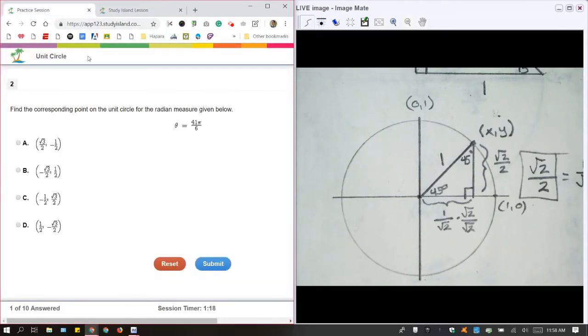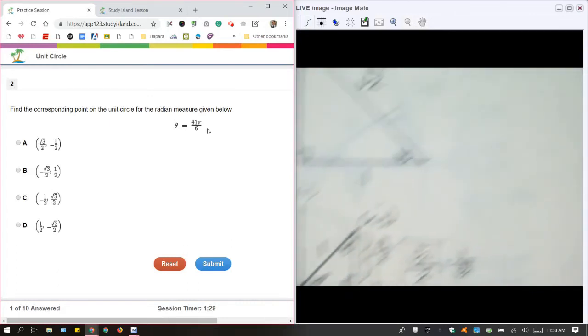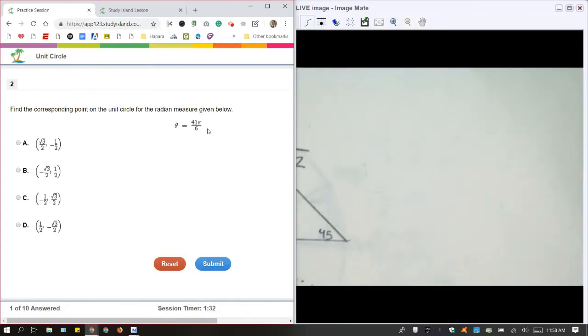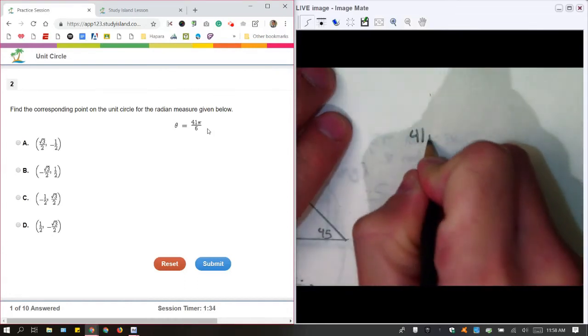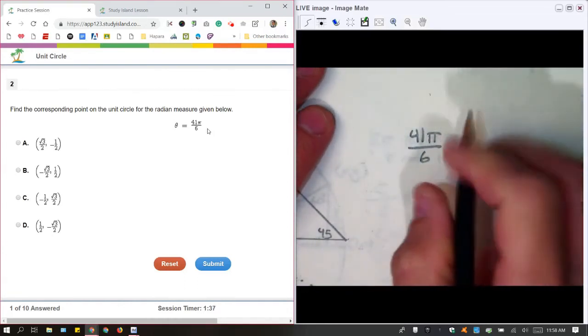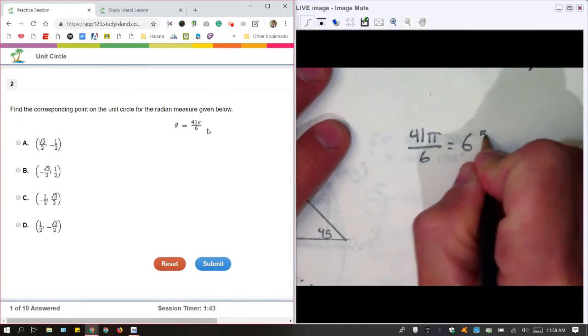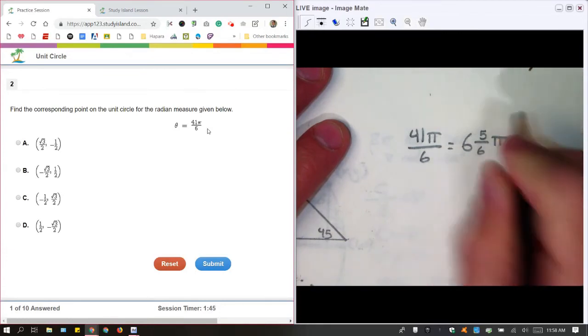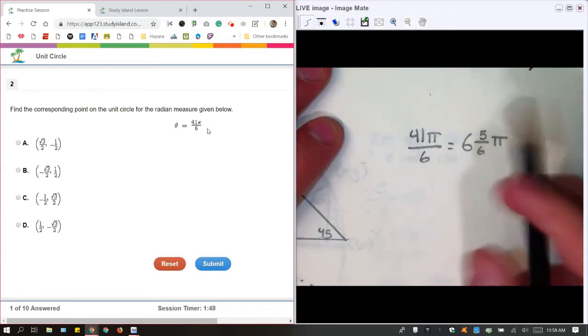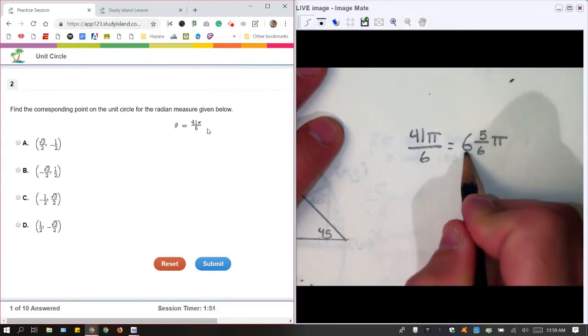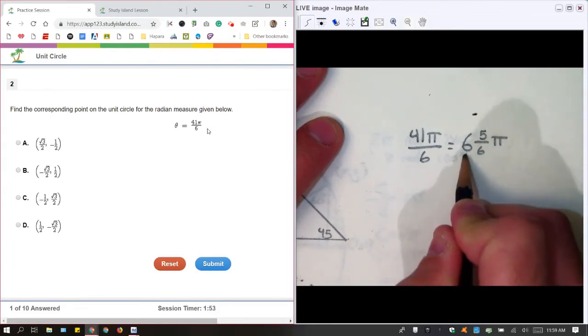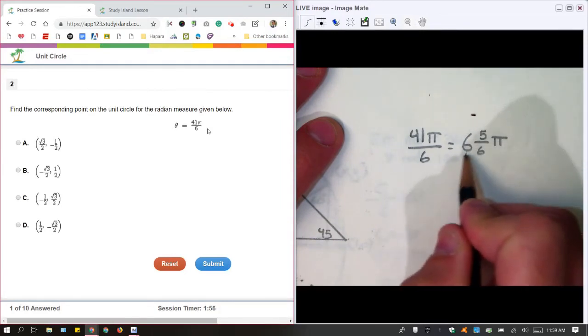So what we're going to do with this one for 41 pi over 6, let's figure out exactly how many times we go around that circle. Let's figure out how many sets of 2 pi we have. Let's figure out what 41 divided by 6 is. 6 goes into 41 6 times with 5 left over. So that's 6 5/6 pi. That means I'm going around the circle 3 full times because every 2 pi is 1 full rotation.